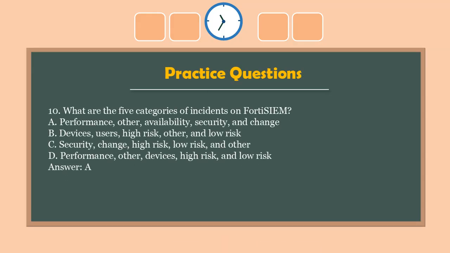10. What are the 5 categories of incidents on FortiSIEM? A. Performance, other, availability, security, and change. B. Devices, users, high risk, other, and low risk. C. Security, change, high risk, low risk, and other. D. Performance, other, devices, high risk, and low risk. Answer: A.